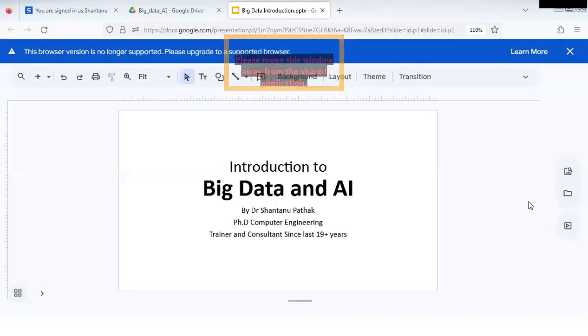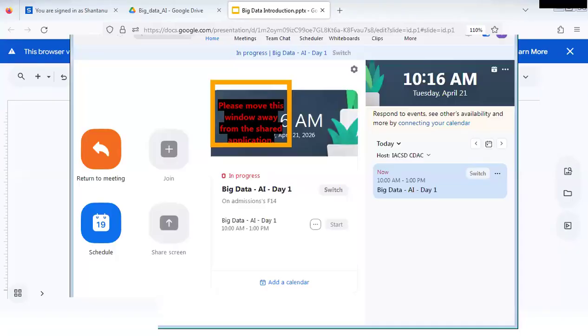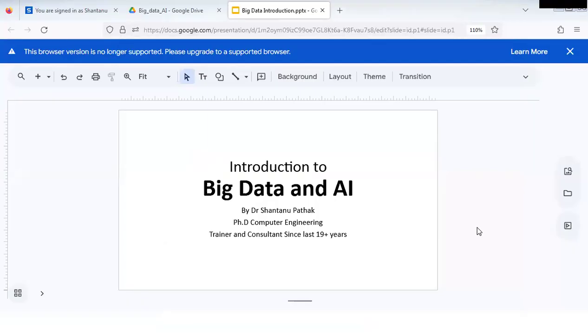Okay, let's start. So anybody knows what is big data? Can somebody tell me? You can put in chat or you can unmute and speak. Yes, big data is a collection of huge data. Yes, it is huge. The data is very large in size or volume. Okay, good. Any other?